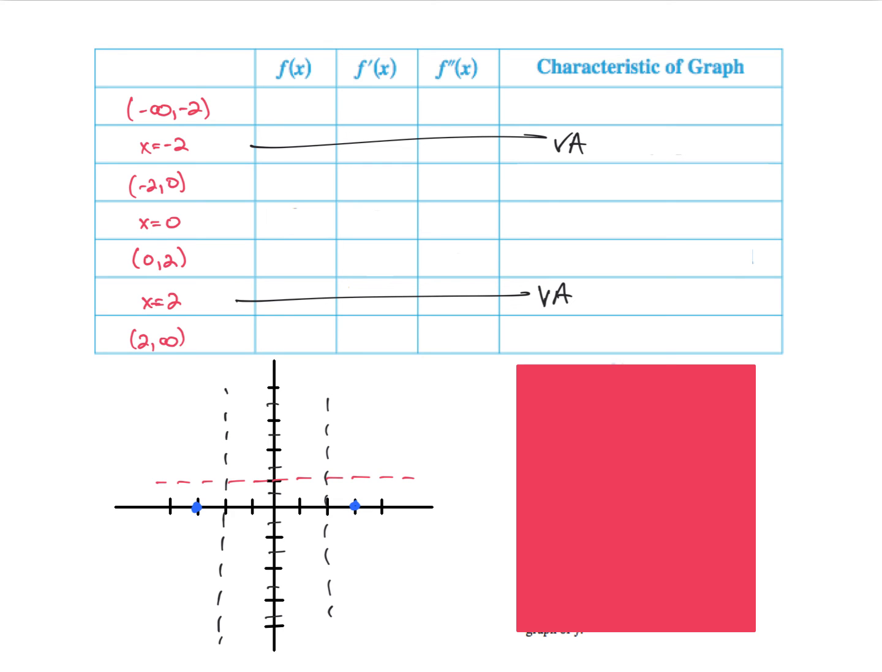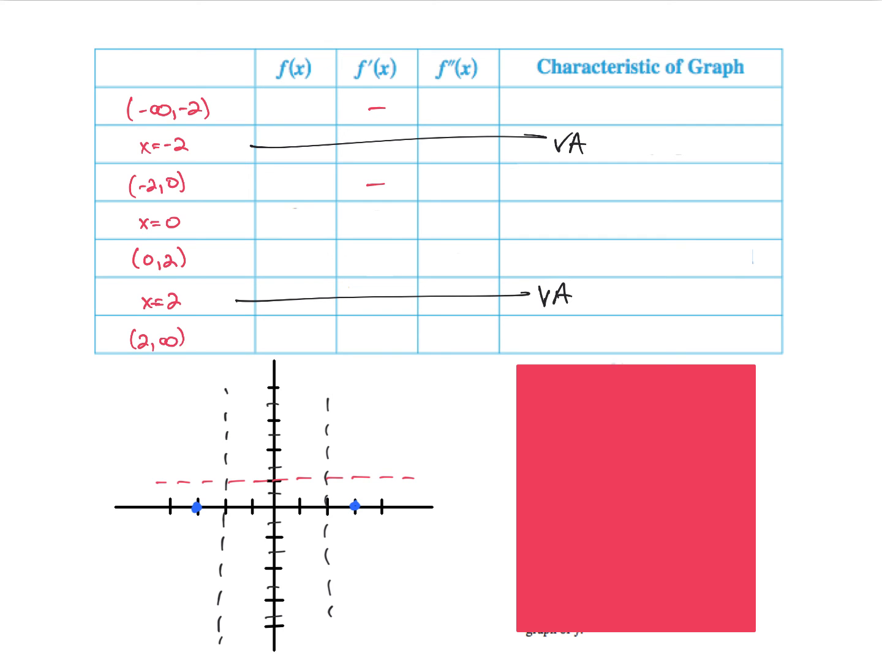So if I substitute in something on the interval negative infinity to negative 2, like, I don't know, negative 3, so what would my f prime be? Actually, look at f prime. We got 20x over something squared. What's the denominator always going to be? Positive. So if I substitute in something negative, what's f prime going to be? It's going to be negative. So this one's going to be negative, and that one's going to be negative. You following me? Let's just do f prime the whole time on this one.